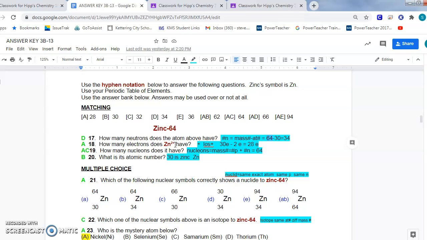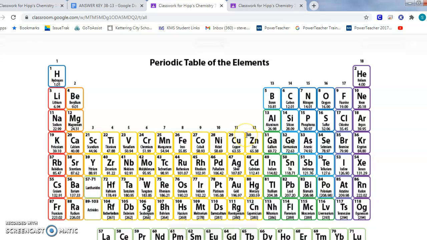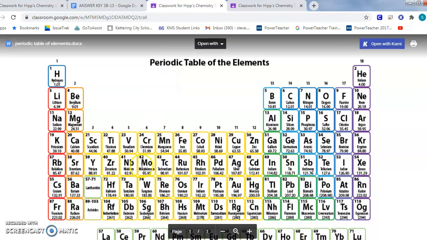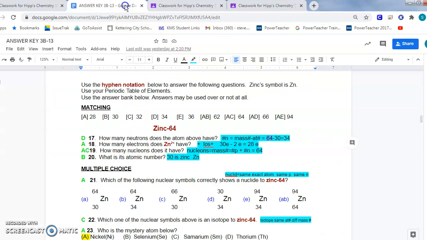How many electrons does zinc 2 plus have? Remember, when it's positive, that means there are more protons now than there are electrons. So how many electrons did zinc start with? Well, if zinc started with 30 protons, which are positive, it also started with 30 electrons. But now there are 2 more positives than negatives. So that means there must be 28 electrons. Remember, if it's positive, it has lost electrons, because now there are more positives than negatives. 30 minus 2, 28 electrons.